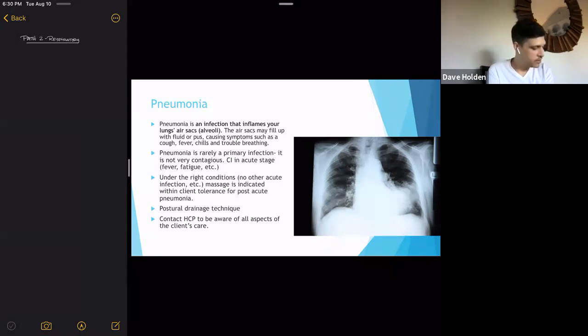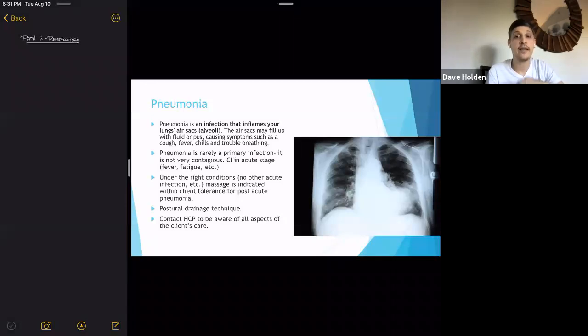Okay, so pneumonia is rarely a primary infection, and pneumonia itself is not super contagious. You're not likely to catch pneumonia from someone else, but if they have pneumonia, they likely have something else that you may catch. So you want to be careful.